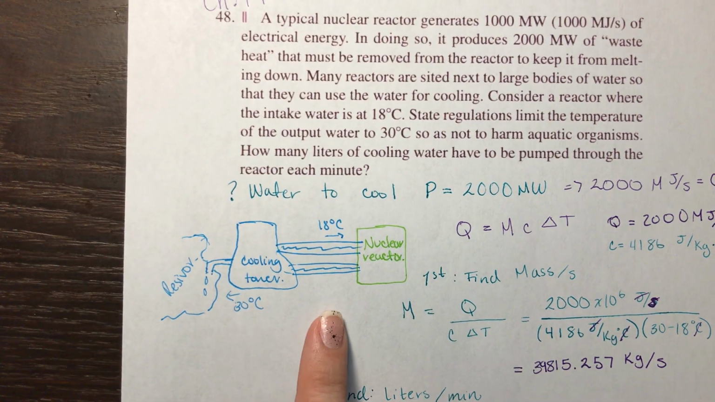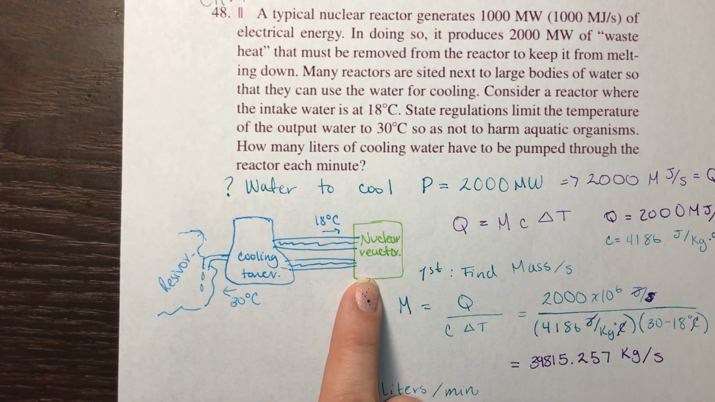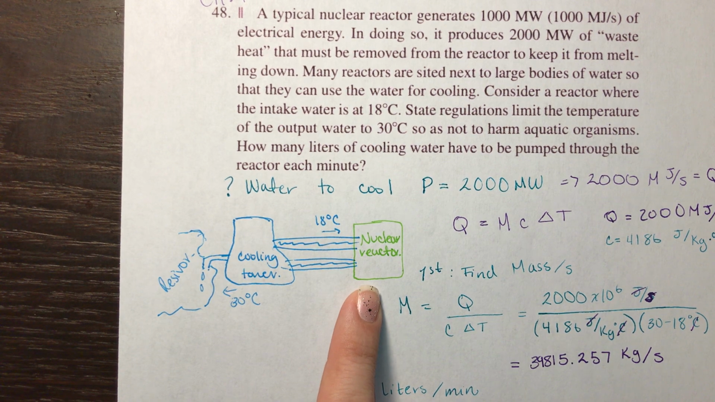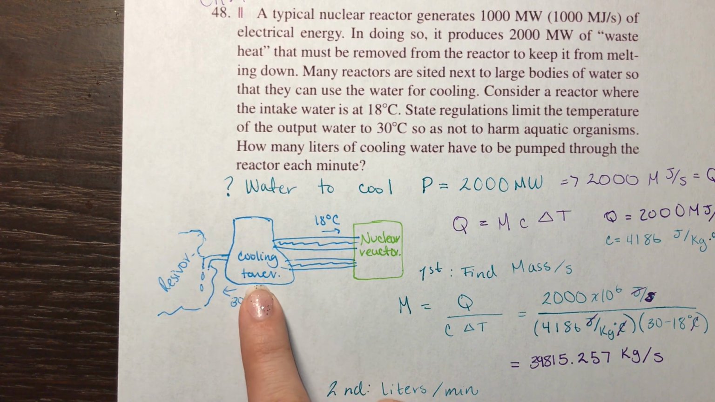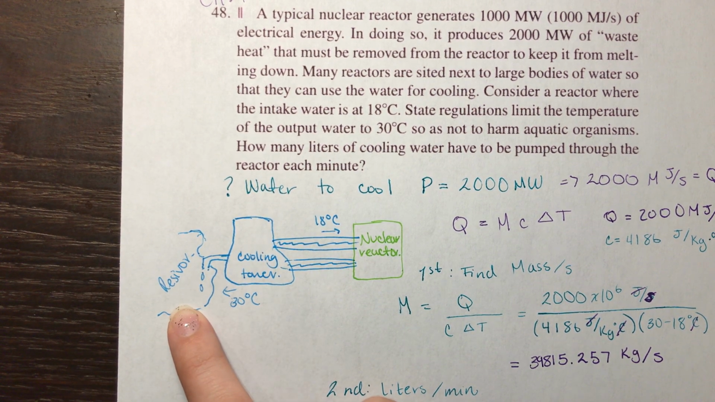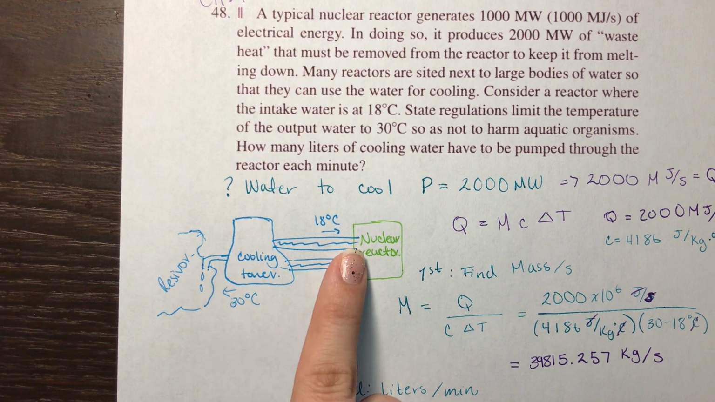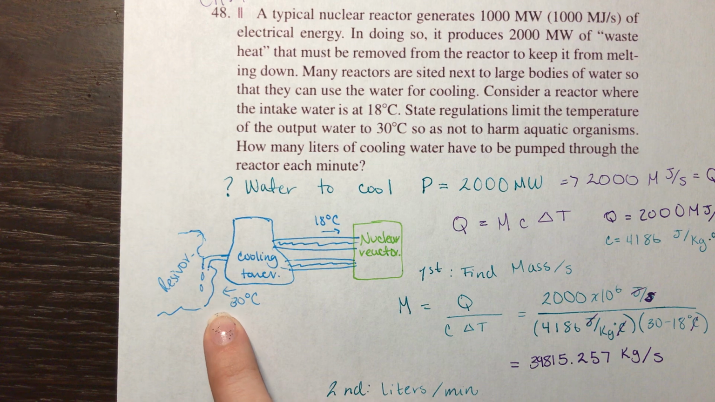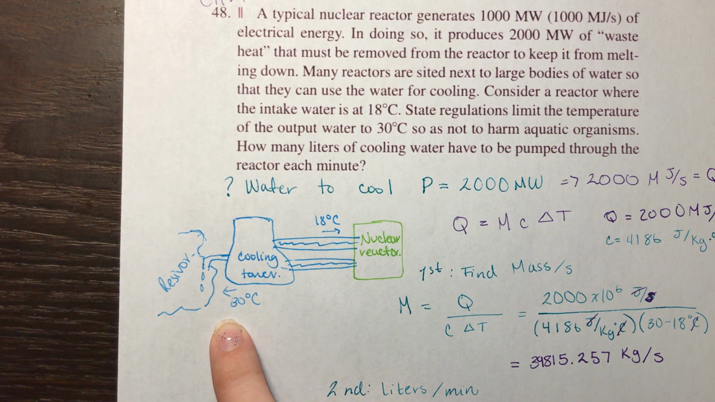So here I drew a small illustration of a nuclear reactor, which in real life is much more complicated. But basically, we have the nuclear generator, and here we have the cooling tower. So we have some sort of reservoir off to the side, and water is being pumped in at 18 degrees Celsius, and it's being pumped out at no more than 30 degrees Celsius.